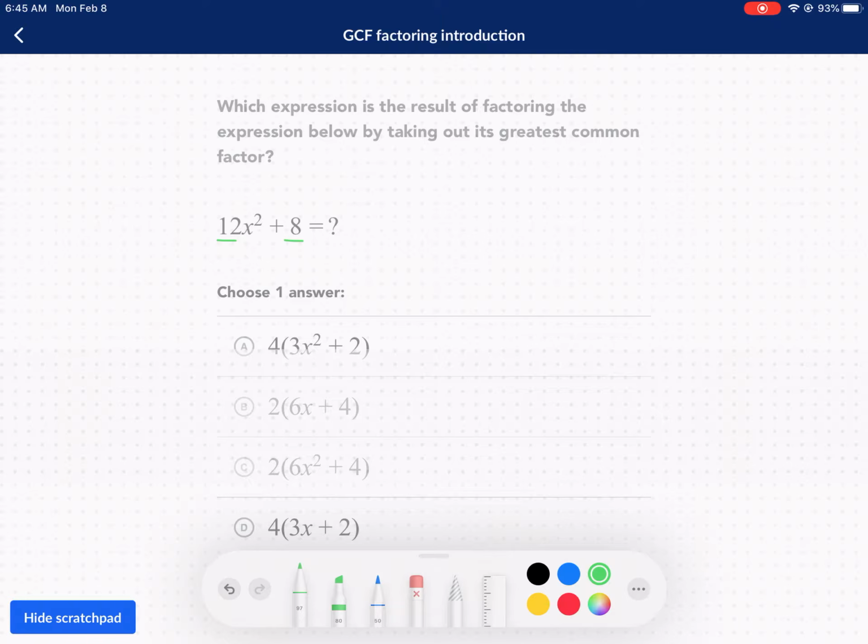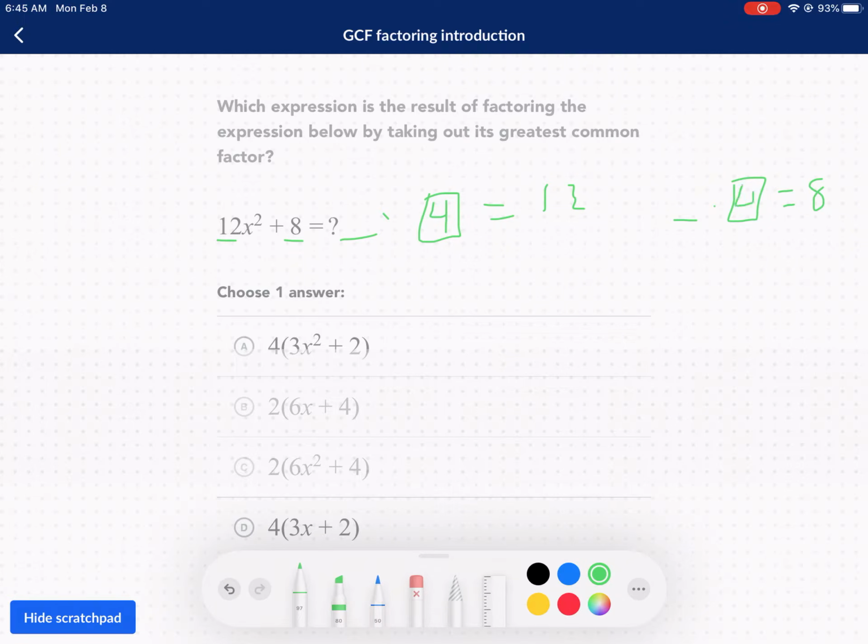What number can be multiplied by something to get 12, and that same number is also a factor of 8? So what is that number? Well, that number is 4.